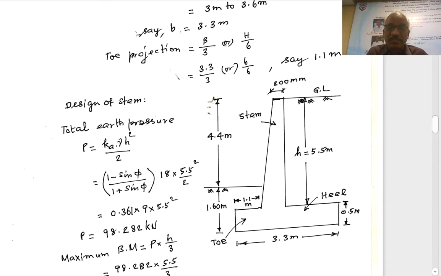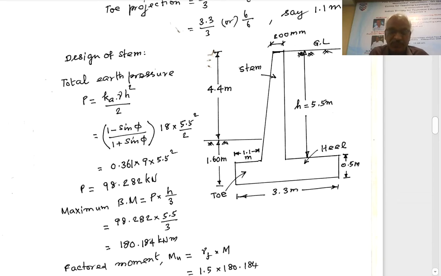Now for designing the stem, the intensity of pressure at the bottom is Ka into gamma into H. So total pressure is equal to half into base into height, that is equal to Ka into gamma into H square by 2. This we have discussed in the earlier lecture. So Ka equal to (1 minus sin phi by 1 plus sin phi) into gamma, 18 unit weight of earth, into H square, height of stem, square by 2.